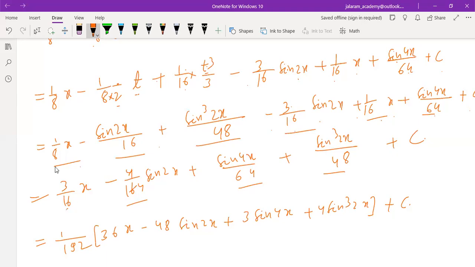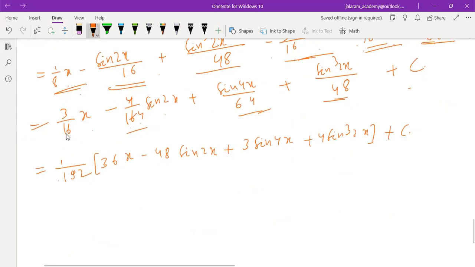Now 3 by 16x: 1 by 8x plus 1 by 16, if you add them, 2 by 16 plus 1 by 16, that is 3 by 16x. Minus this is 4 by 16 sin 2x. How? sin 2x by 16 minus 3 by 16 sin 2x is minus 4 by 16, which is minus 1 by 4 sin 2x, plus sin cube 2x upon 48 is written as it is. Next is sin 4x by 64 plus c. If we take LCM of all, it is 192. So 16 into 12 is 12, 3 into 12 is 36, correct.